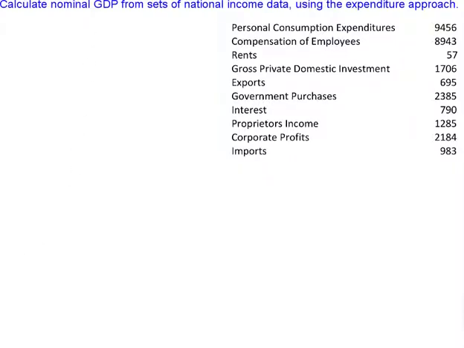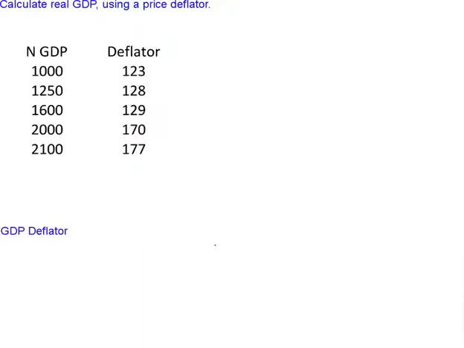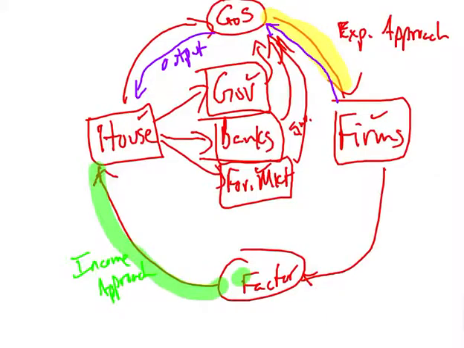All right, in this lesson we're going to look at how to calculate nominal GDP from sets of data using the expenditure approach. And remember, nominal is just the current dollar value. We're going to be able to calculate GNP, gross national income, from a set of data. And then we're also going to look at how to calculate real GDP using a price deflator.